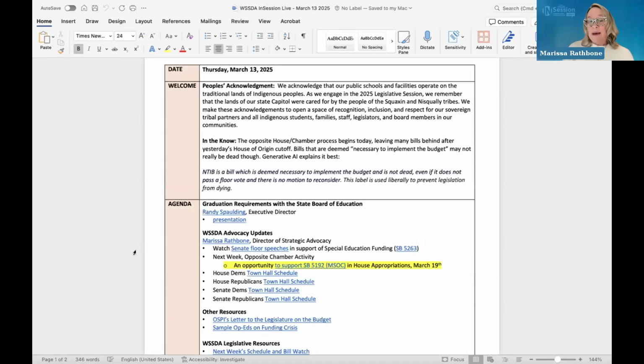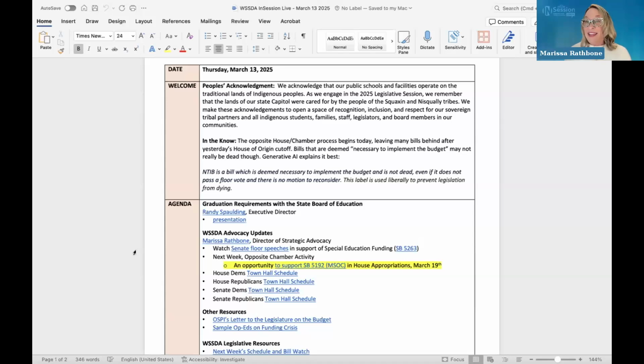Yesterday was the end of the House of Origin cutoff, which means that all House bills had to make it out of the House and all Senate bills had to make it out of the Senate in order to progress. So today is the first day of the opposite chamber process. Basically, we're on repeat from where we started at the very beginning of session, just we'll see Senate bills in the House and House bills in the Senate.